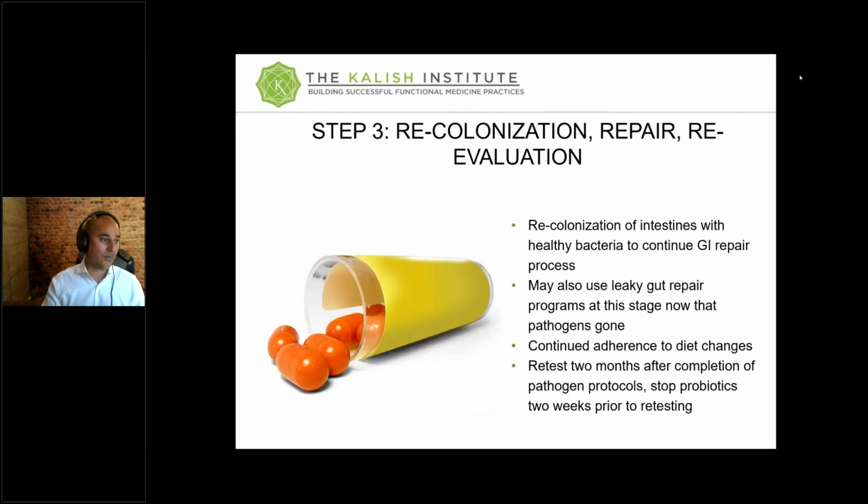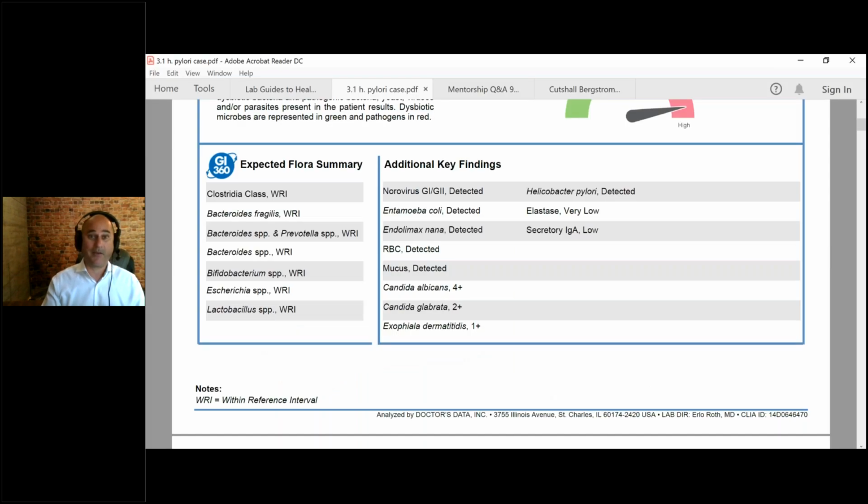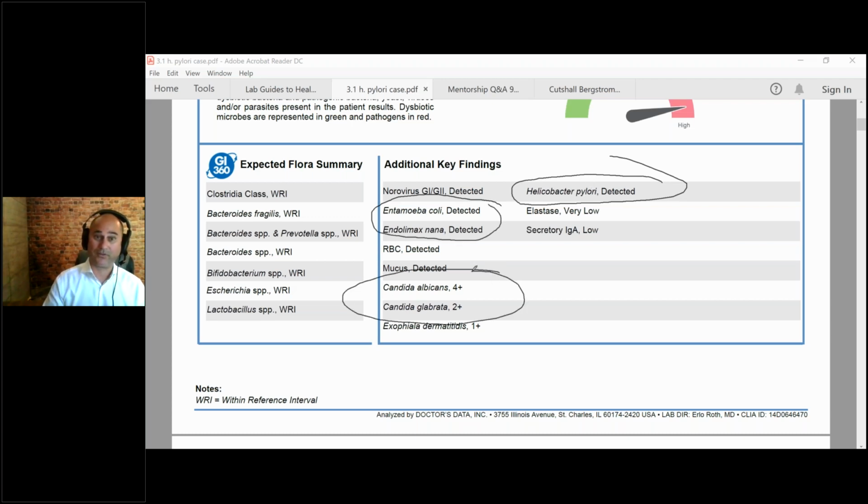Why this happens is beyond me, but you will often see H. pylori paired with infections such as parasites. In this particular example, we have Entamoeba coli and Endolimax nana. You're often going to see H. pylori paired with Candida overgrowth.